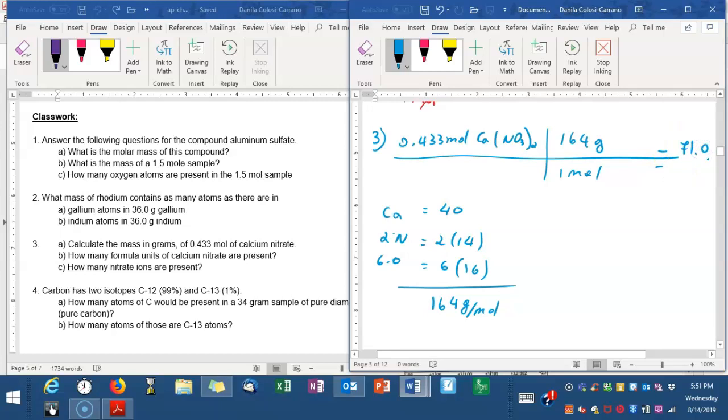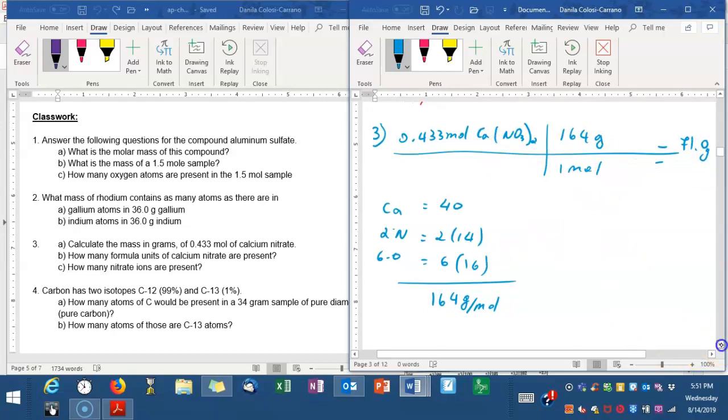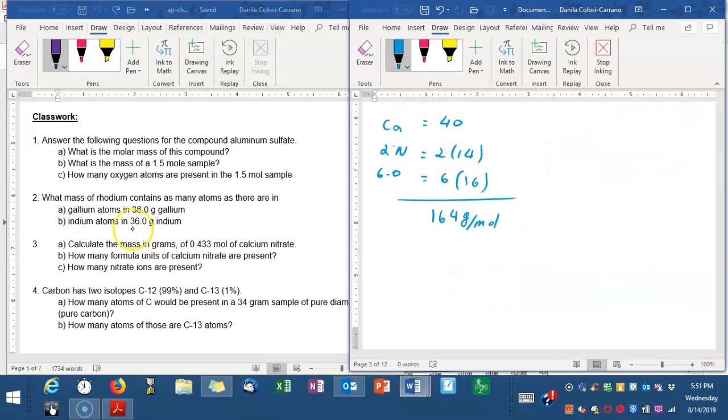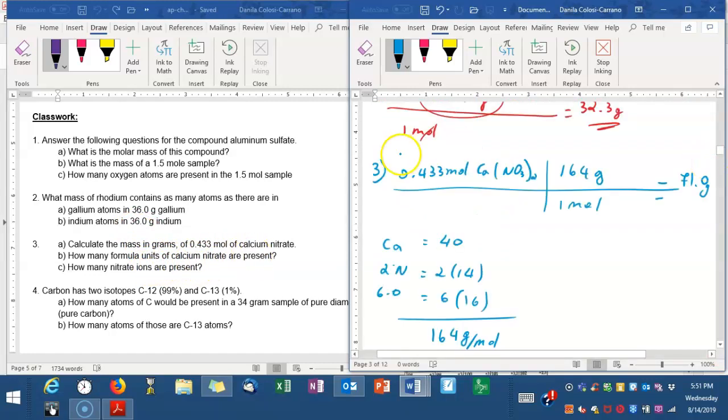And those are what was this, so grams, because this is grams, right? Then, how many formula units of calcium nitrate are present? So we cannot say molecules because this is a compound, so we talk about formula units instead.